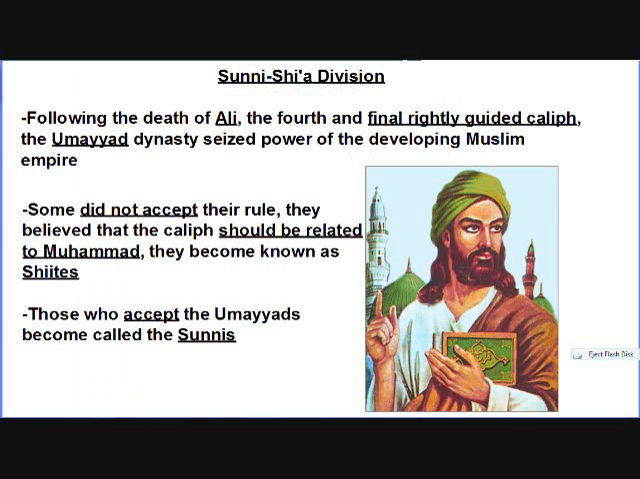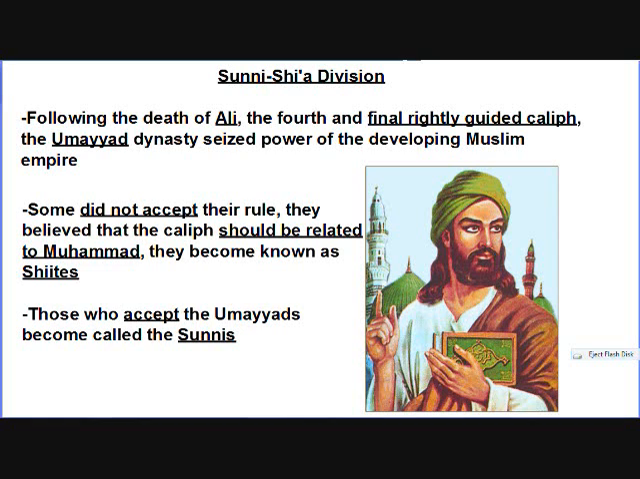So Ali is that 4th rightly guided caliph that we talked about. After he dies, there's a power struggle, and what ends up happening is the Umayyad dynasty seizes power, and they start developing the Muslim empire. I know I'm probably not pronouncing Umayyad right, but we're just going to go with it.